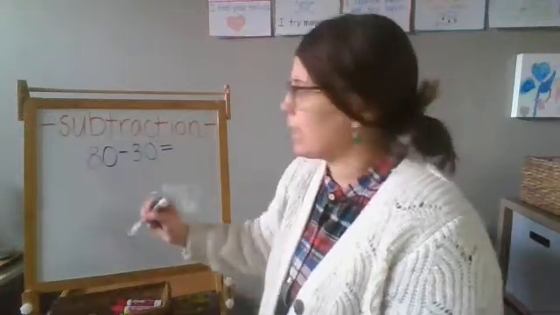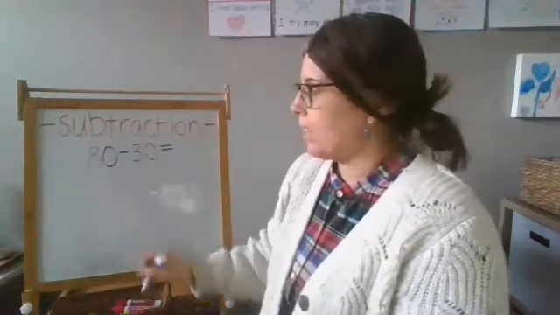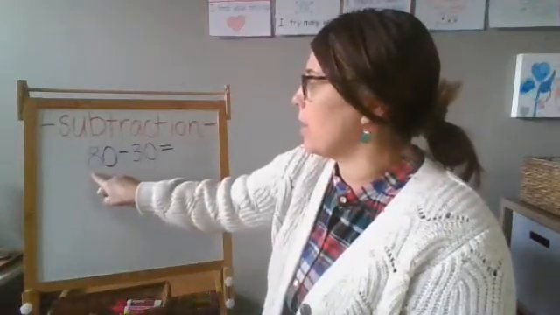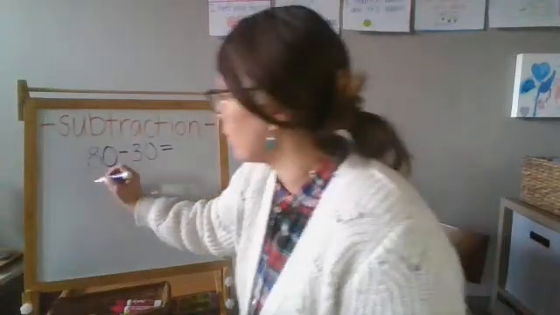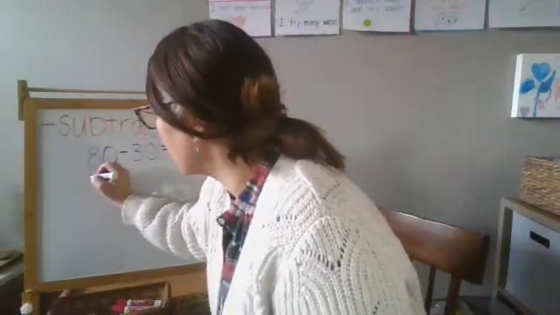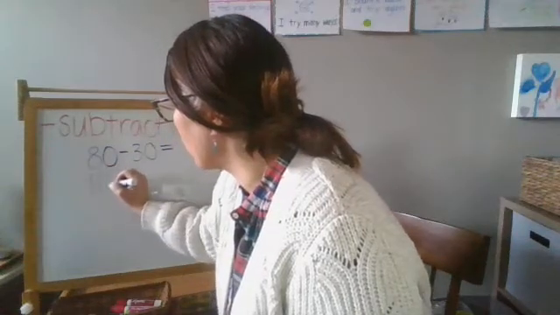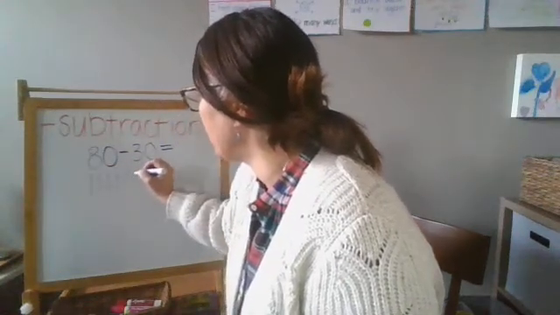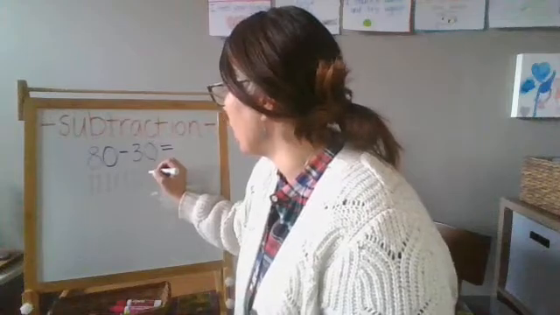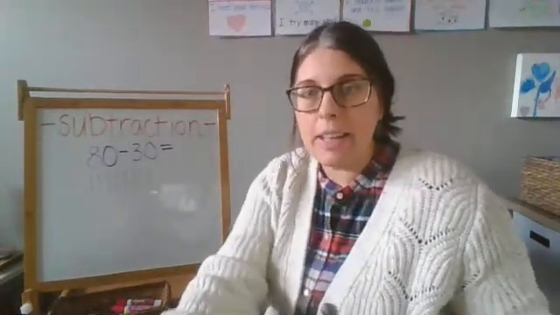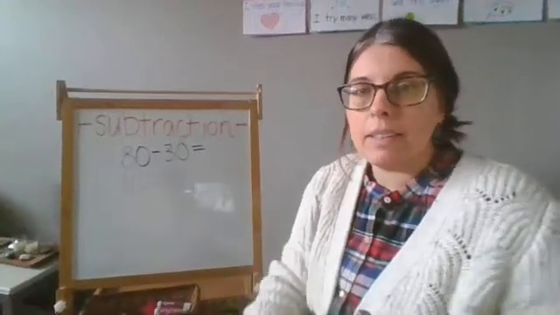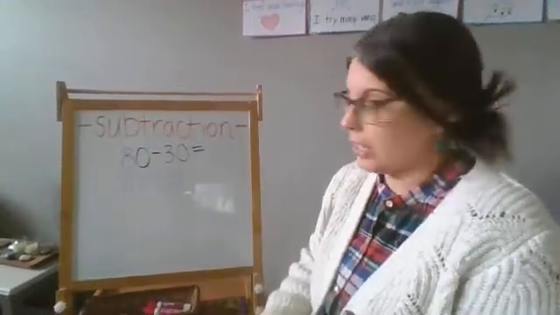So remember, for tens blocks we do a straight line, right? So our first step will be to draw the number that we're starting out with at the beginning, which is 80. Okay, so we're going to draw 80. 10, 20, 30, 40, 50, 60, 70, 80. Now, can you guess what to do next? 80, take away 30. So what should I do?